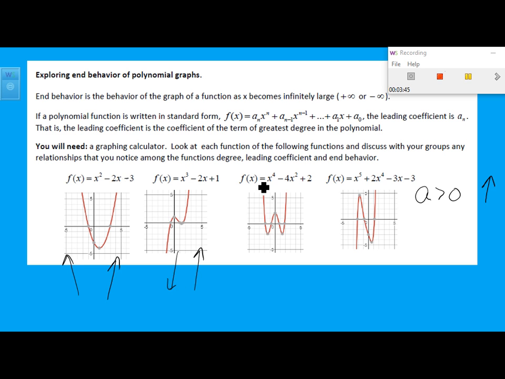I'm going to look at my a value. It's positive. That means the right side's automatically going up. Now I'm going to look at my power. It's even, so the left side is also going up. We'll be able to do this without the graph, of course. As soon as I see an odd power, but an even coefficient out front, right side is automatically up. The left side is the opposite since it's odd.